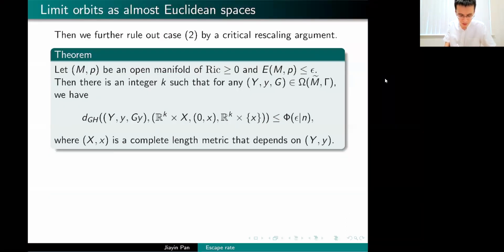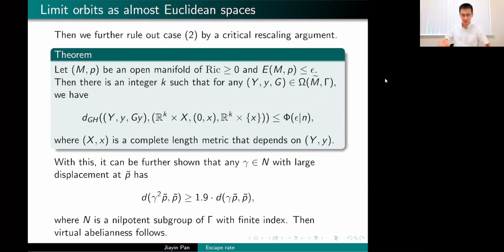In other words, we proved the following: if you have non-negative Ricci curvature and sufficiently small escape rate, then for any equivariant asymptotic cone (Y, G), the orbit G·Y will be Φ(ε|n)-close to some arc cross X, and this orbit will correspondingly be close to the arc slice inside this product, all right?